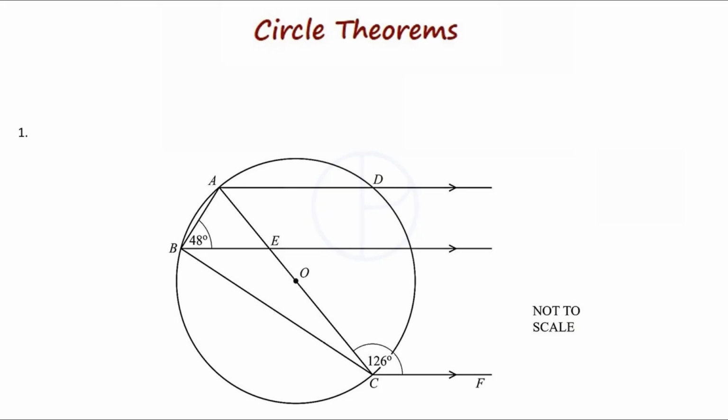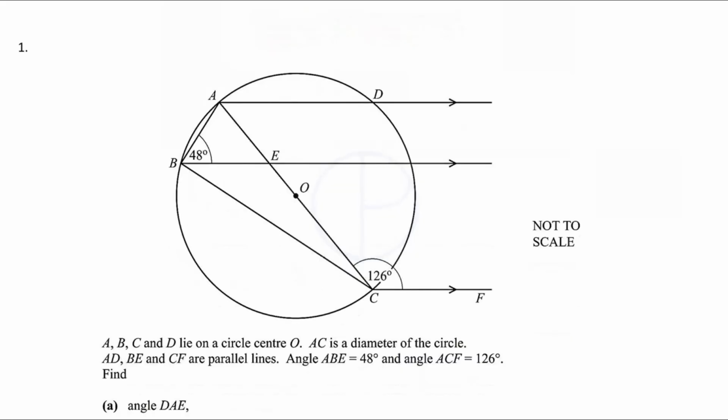In this video, we are going to solve some of the circle theorem questions taken from the recent past papers. The first question is: A, B, C and D lie on a circle, center O. AC is a diameter of the circle. AD, BE and CF are parallel lines. Angle ABE is 48 and angle ACF is 126.